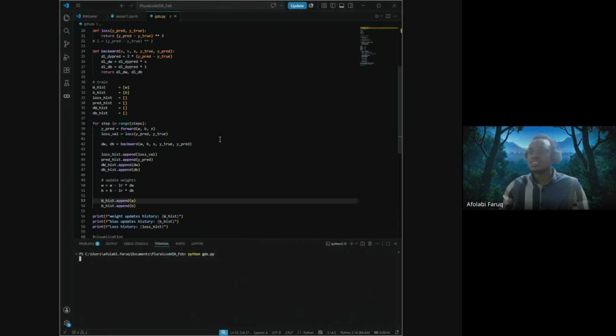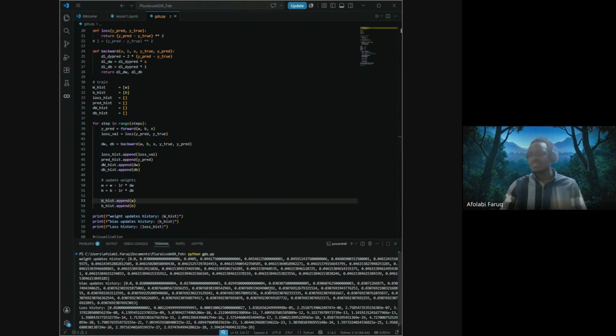So let's see this. Oh, great. So you can see, it might look like nonsense, but yes, these are the values of the weight update. You can see very beautifully from 0, we're able to have all of these amazing gradient updates. Same thing with the bias, same thing with the loss.